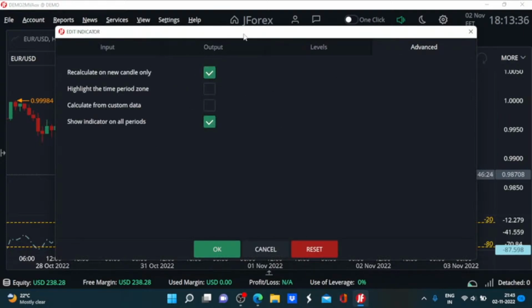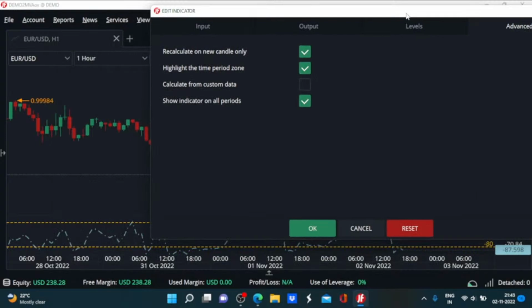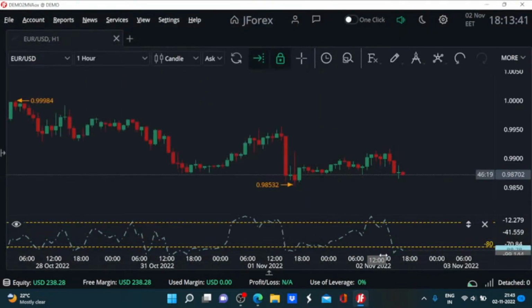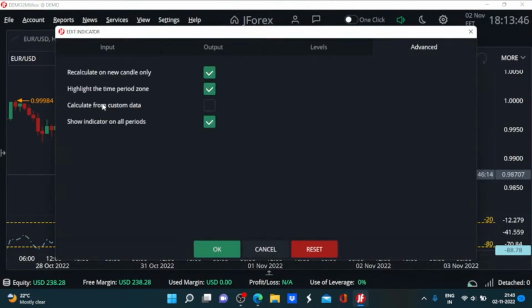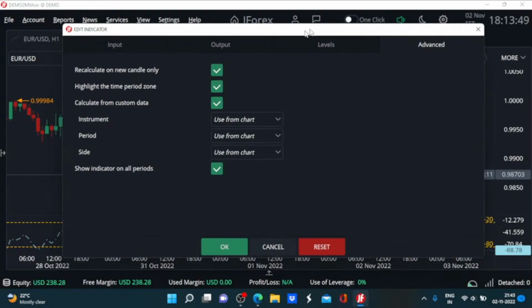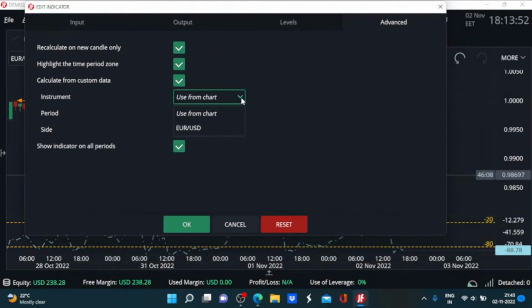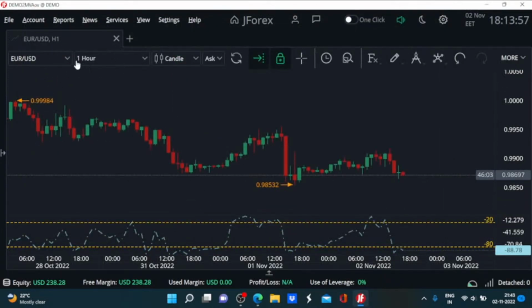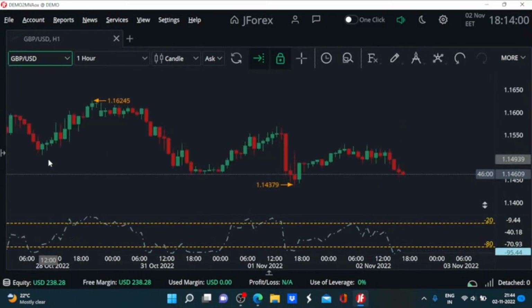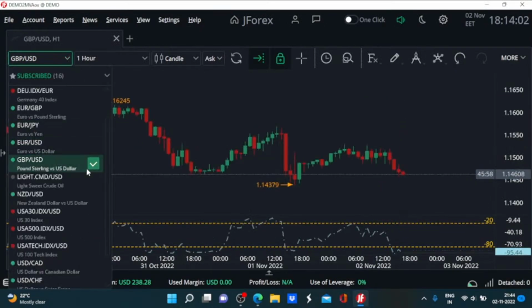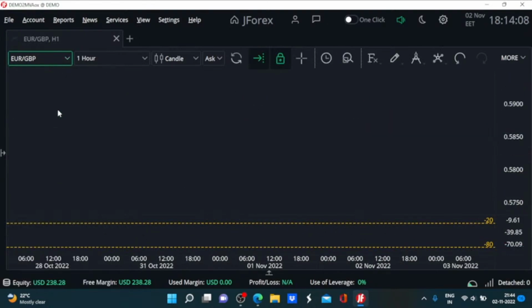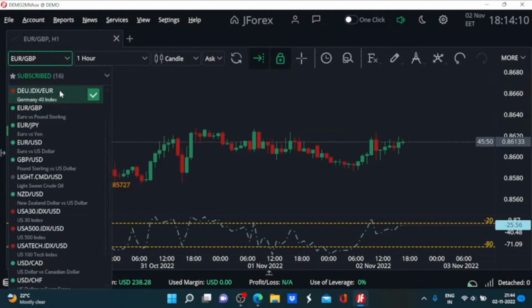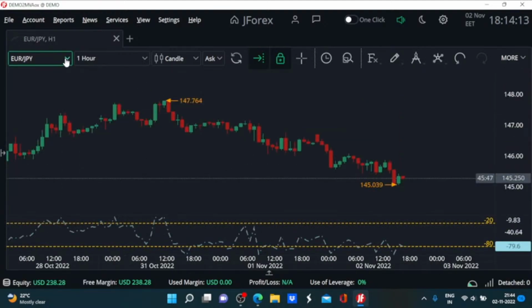If you want the calculation period to be highlighted to make sure that you remember what is the calculation period under consideration, you can go for this option. Calculate from custom data. The calculation can be customized further. The instrument can be used from the chart. So whenever you change the instrument, you will have it being applied for the new instrument. So here the calculation is now taking place for GBP USD. If I change it to NZD then the change is going to take place. So for any instrument you use from the chart, you will have the plotting of this indicator.